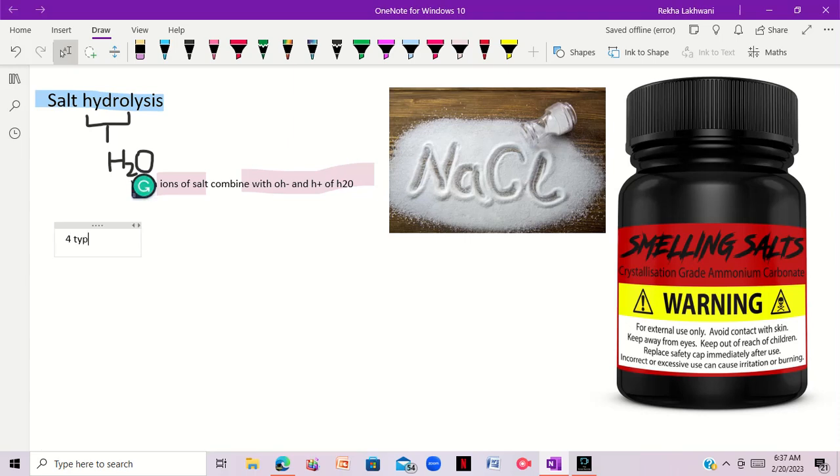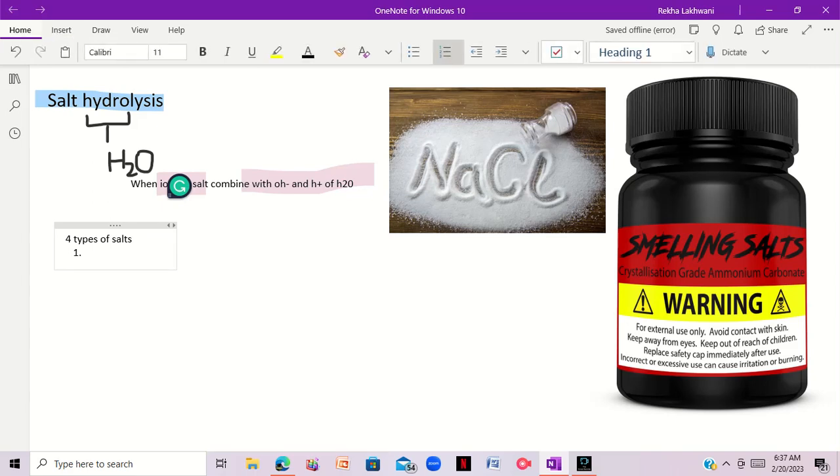So we have four types of salt, right? Let me change the font size so you can see. Number one, we have the combination of strong acid plus strong base.